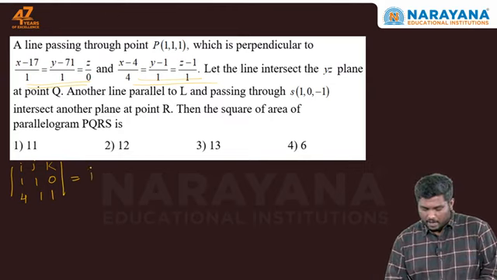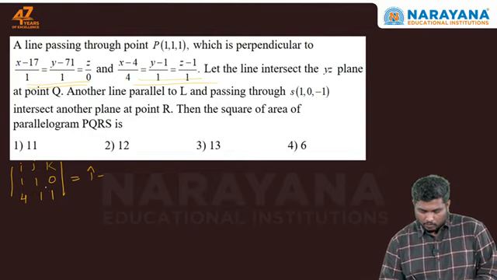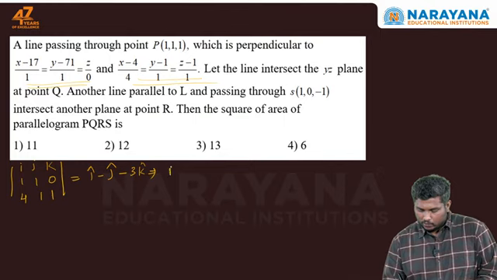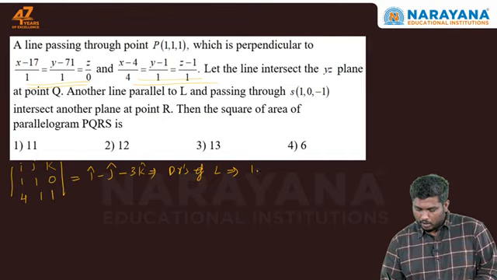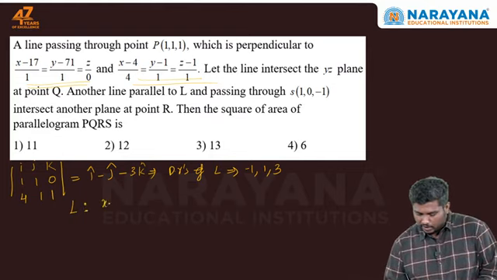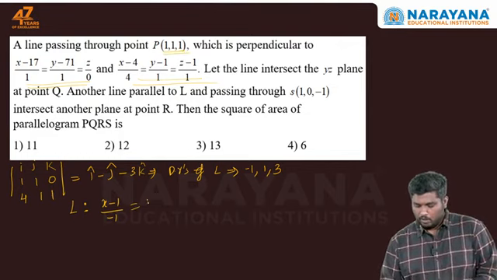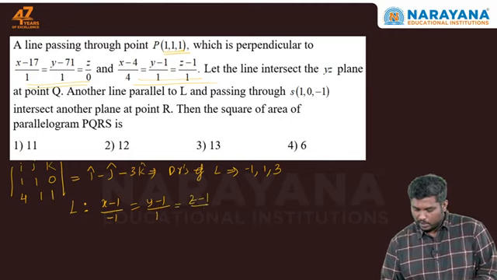So i cap minus 1 into 1, minus j cap, plus k into minus 3 k cap. So the DRs of the new line L are minus 1, 1 and 3. Now I can write the equation of L, which passes through the point (1, 1, 1): (x minus 1) by minus 1, (y minus 1) by 1, (z minus 1) by 3.